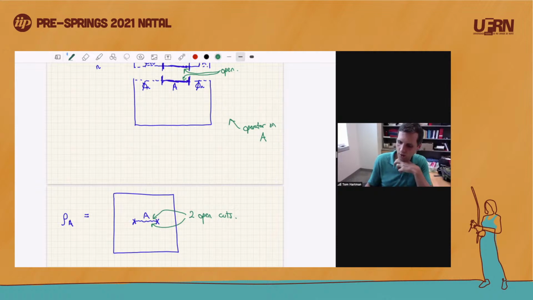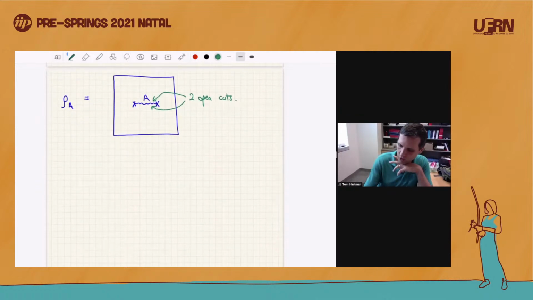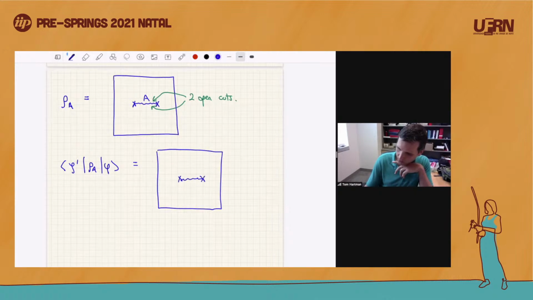So you should think of this expression as being a shorthand for the matrix elements, phi prime rho A phi, which is the path integral with this cut, and you specify the field data phi prime on top and phi on bottom. Okay, so this very last picture is a number. All the other pictures that I've drawn were pictures for operators because they were open cuts.